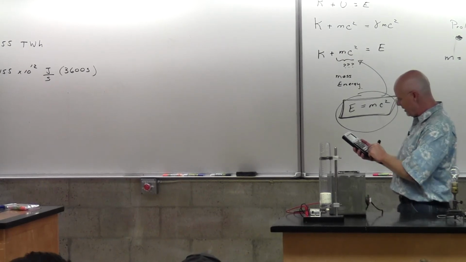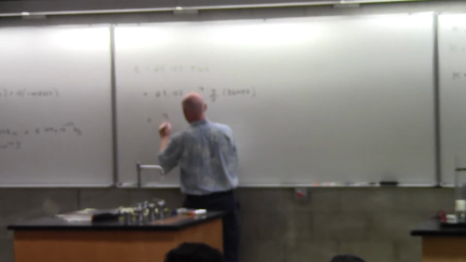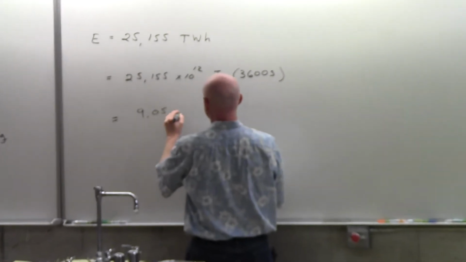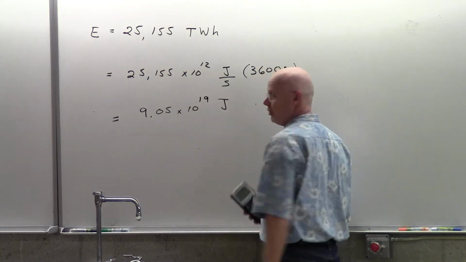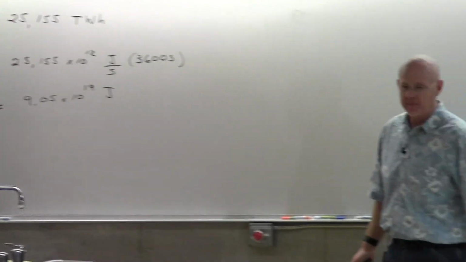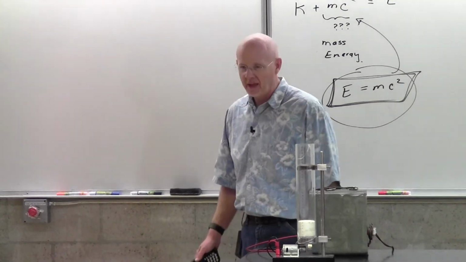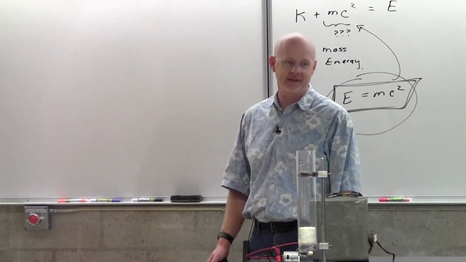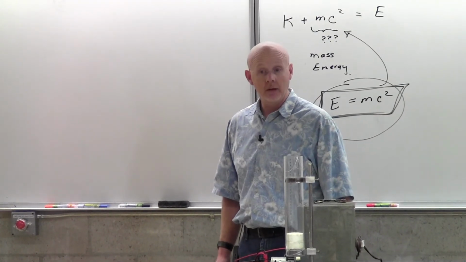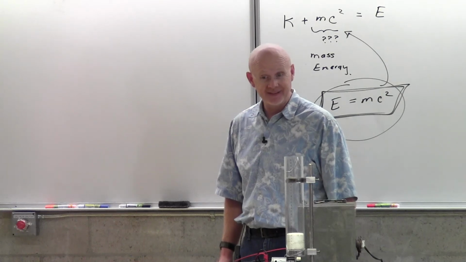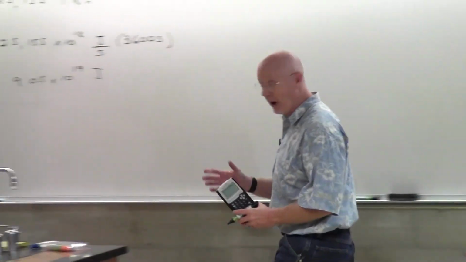All right, but 25,155 terawatt-hours, times 3,600, comes out to be, no surprise, 9.05 times 10 to the 19 joules of energy. Quite a bit of energy, fair enough. But what if we got all of that energy from mass? Can you convert any energy into mass though? Well, it's theoretically possible. Can it be done? No, not on a well-controlled scale.